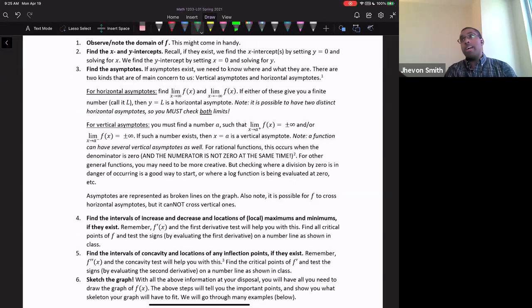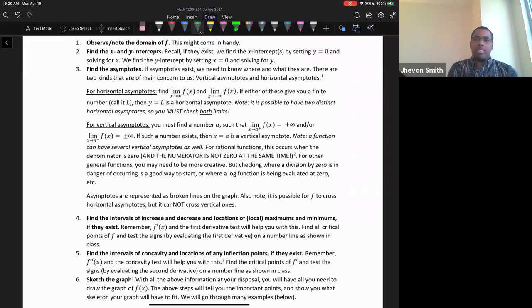Then you're going to find the intervals of increase, decrease, and the locations of maximums and minimums. And remember, you can use the first derivative test to tell you about all of that. So step four is pretty much the first derivative test. Step five, you're going to find the intervals of concavity and the location of inflection points if they exist. And for that, you can use the concavity test. So we already know about doing that. After that, I'll ask you to sketch the graph, showing that it has all the features that you found in the previous five steps.